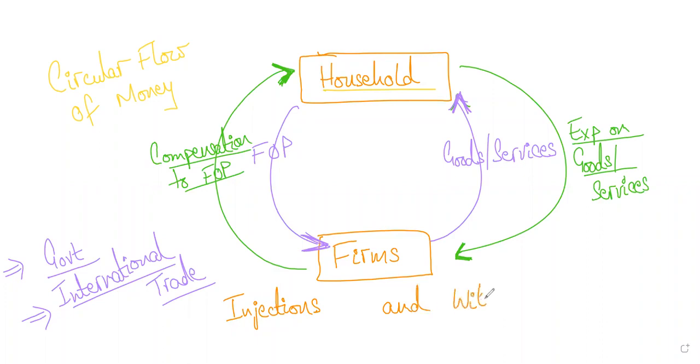There will be some things that will get the money in the system, and there will be few things that will be taking the money out of the system. Injection would be few things that are getting the money into the system, and withdrawal would be few things that are taking the money out of the system.